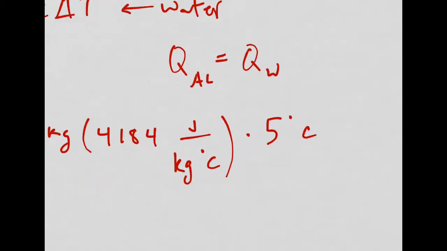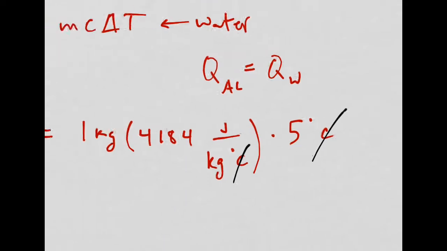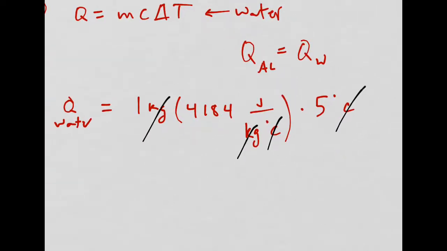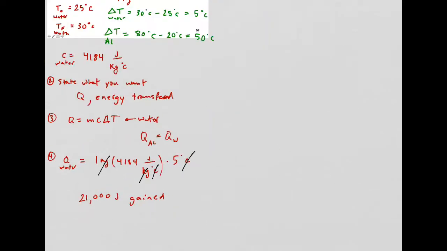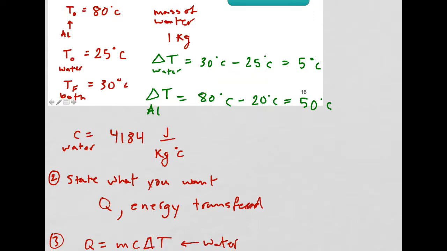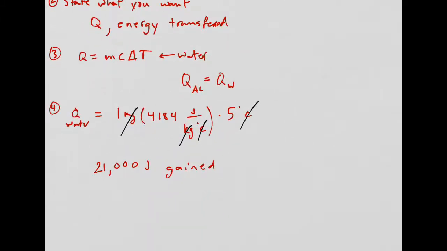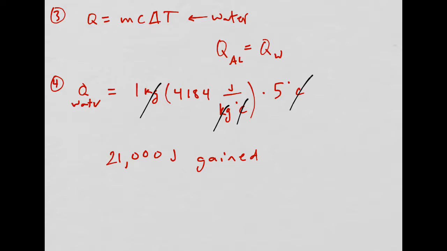So here, look at this. Celsius cancels out. Kilograms cancels out. I'm left with joules. That's perfect because I want the energy transferred. Energy is measured in joules. And so what do you have here? You have 21,000 joules. That's gained by the water. If you did this the other way, you might get a negative. If you had that negative, that means the aluminum lost thermal energy.